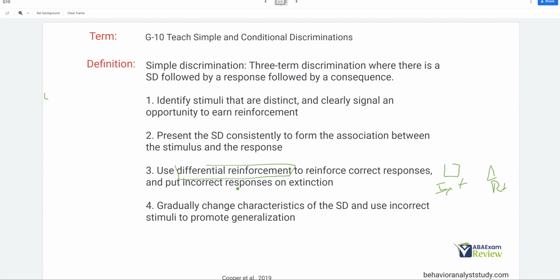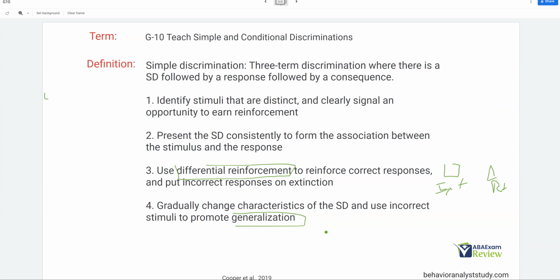And then once the skill is developed, then we can start talking about generalization. We should always be thinking about generalization, so you can gradually change characteristics of the SD, use more incorrect stimuli. So the example I always think about is when we're teaching, let's say, colors, right? And you say over and over again, touch green, touch green, touch green. And so you've used that same SD over and over again.